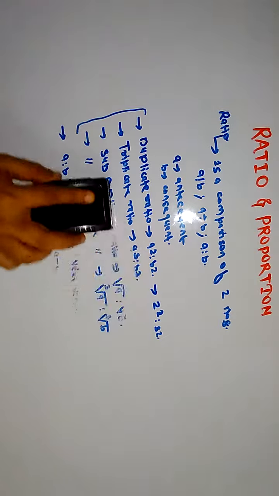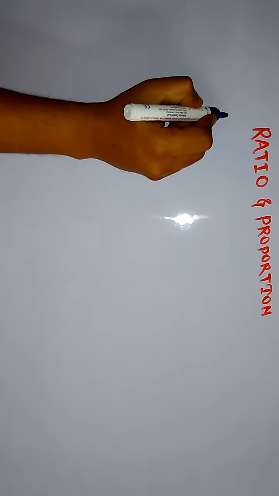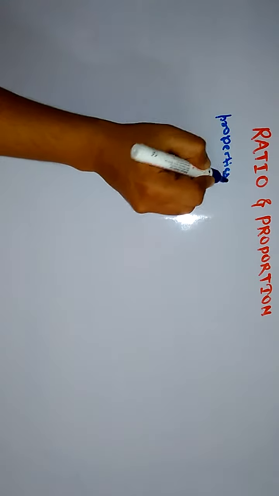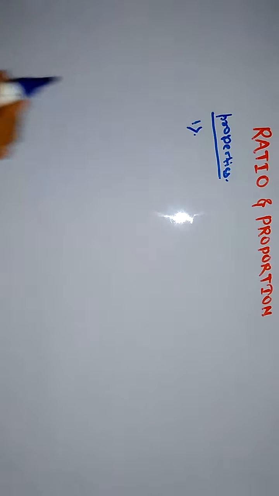Now we will see the properties of a ratio. The first property says that the quantities must be compared among quantities having the same nature, or of the same kind.